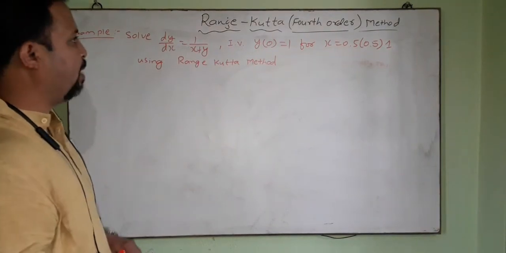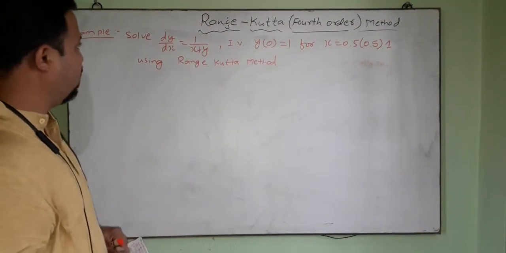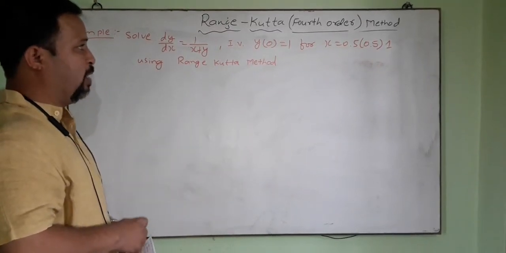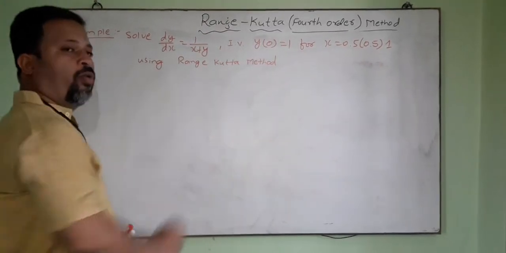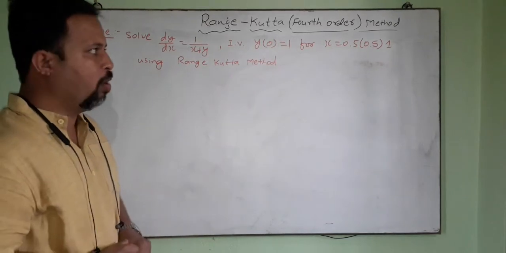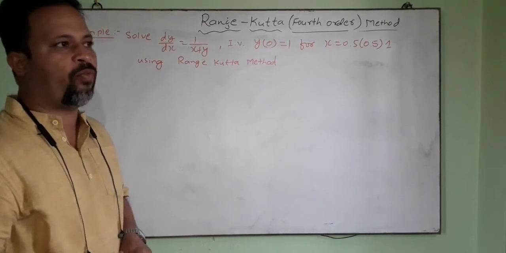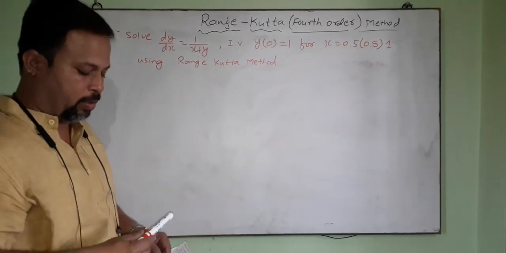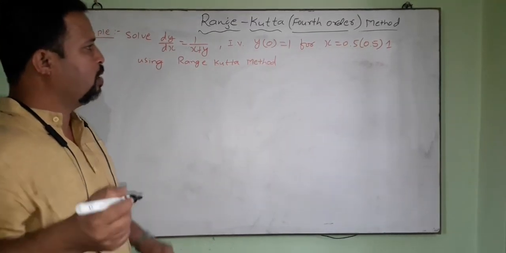Now we will solve an example. The question is like this: solve dy by dx is equal to 1 divided by x plus 1 with the initial condition y of 0 is equal to 1 for x ranging from 0.5 to 1 by using the Runge-Kutta fourth order method. So we will solve this one.